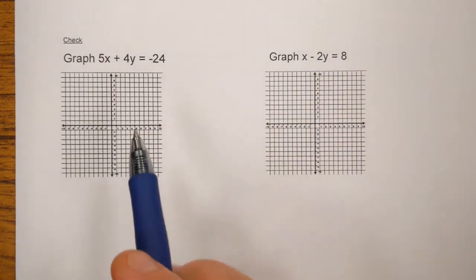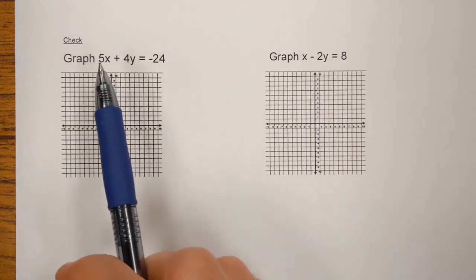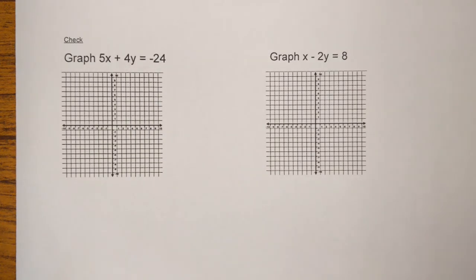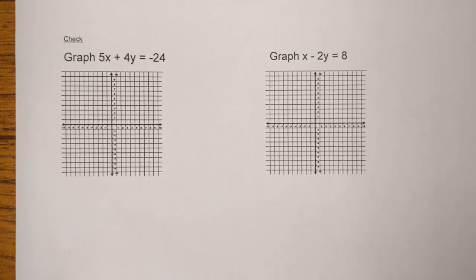So here are a couple lines for you to try on your own. Both of these are in standard form. The x term comes first, followed by the y term equal to a constant term. Go ahead and here in a second I'll have you press the pause button. Try to graph these on your own, and when you hit unpause, I'll come back with the solutions.